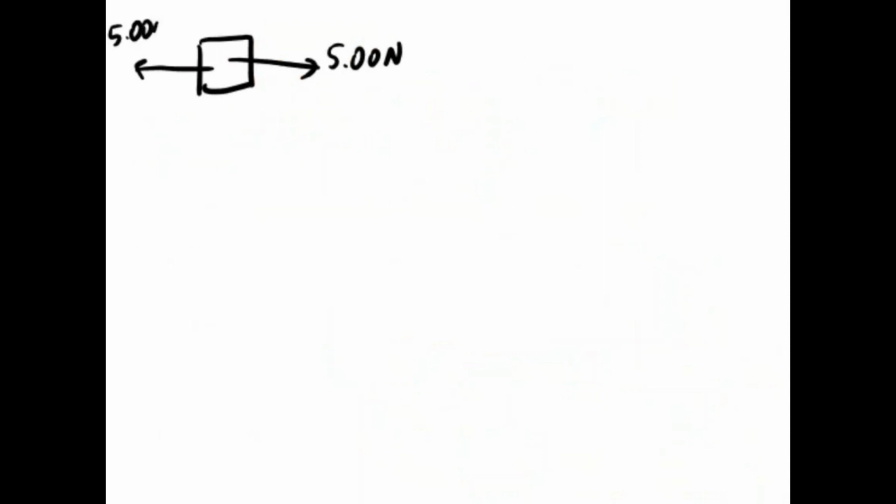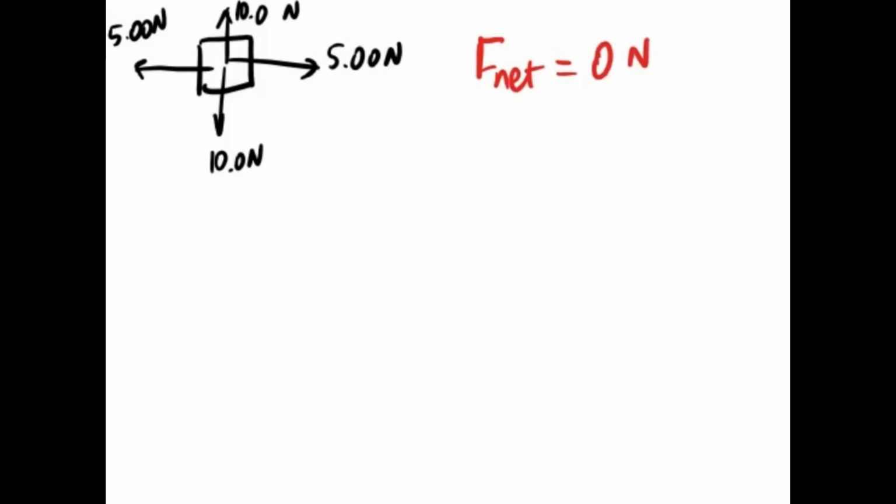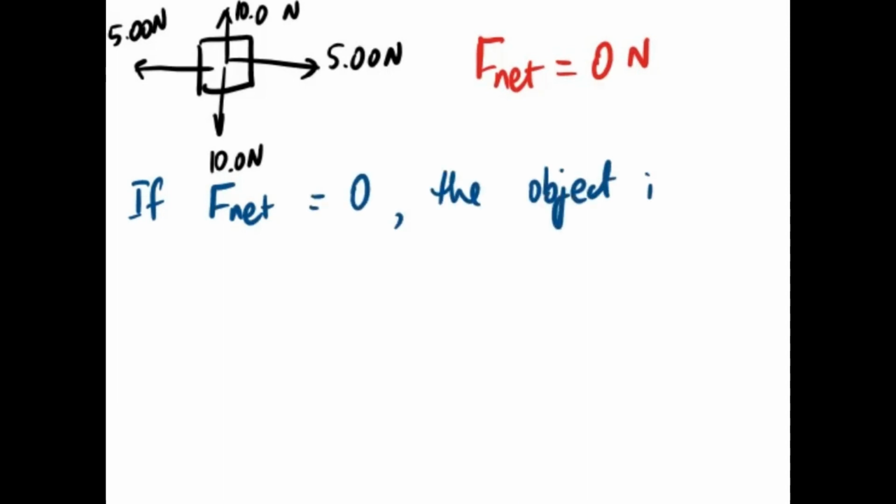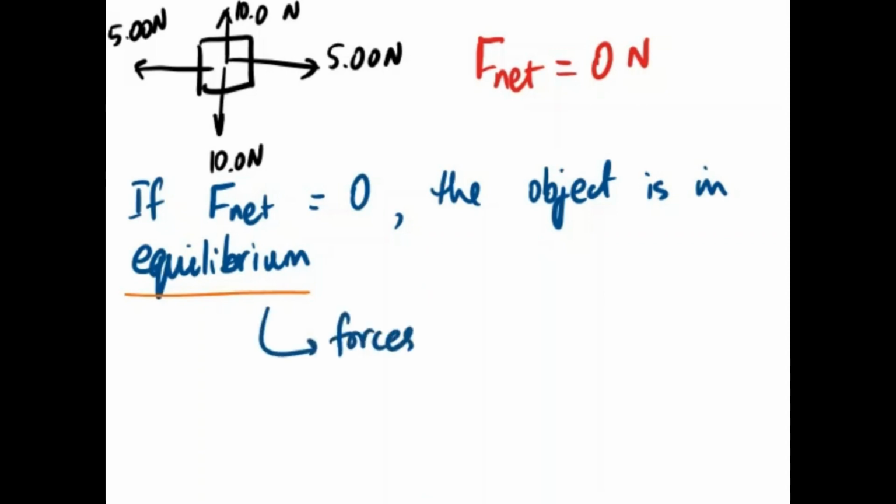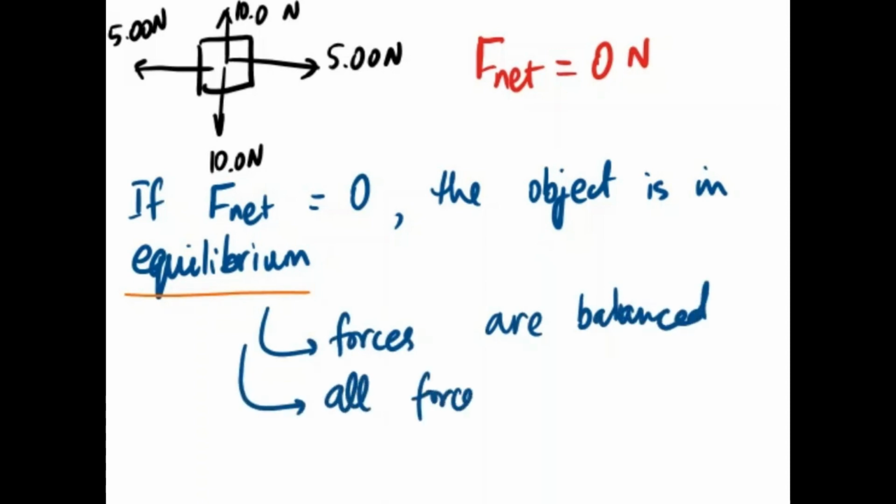Now let's look at this example where we can break down what it means for an object to have a net force equal to 0. Let's say we have this object which has a net force of 0. If the net force is equal to 0, the object is said to be in equilibrium. That's a big word. What it means is that the forces are balanced. They're either balanced in the horizontal or the vertical directions. And it also means that the forces add up to equal 0.